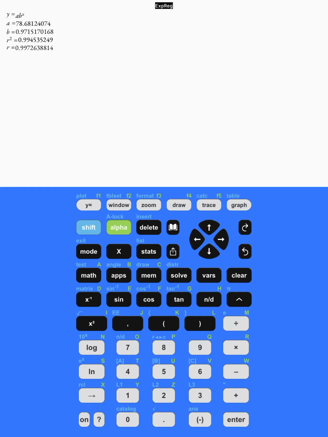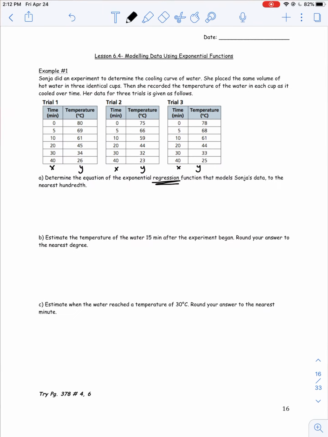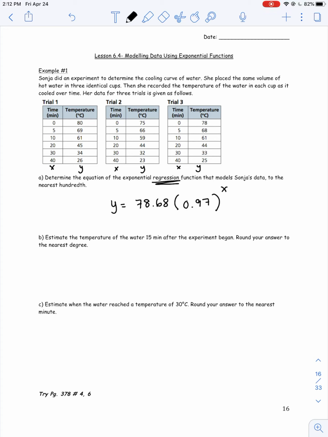Once you have this, you're going to copy these numbers in, but you're going to round to the nearest hundredth. We're going to use our a and b only. So a and b, you're going to rewrite it. Our equation is y equals, our a was 78.68 when rounded to 2 decimal places, and 0.97 is our b, to the power of x. Our exponentials will always look like this. So that's how I rewrote it.